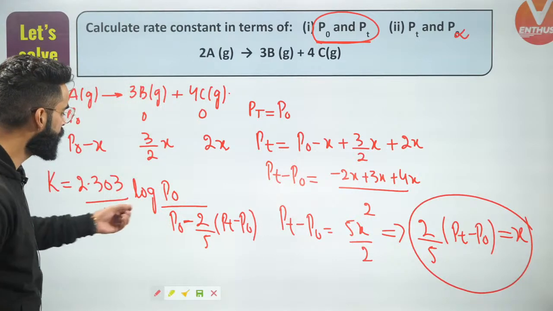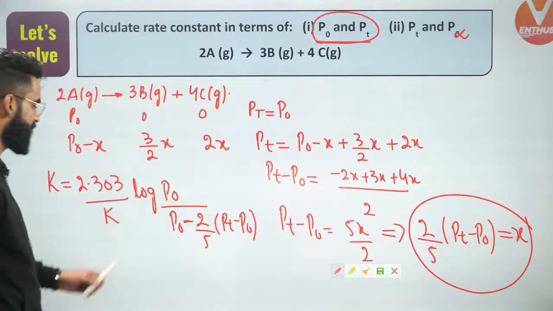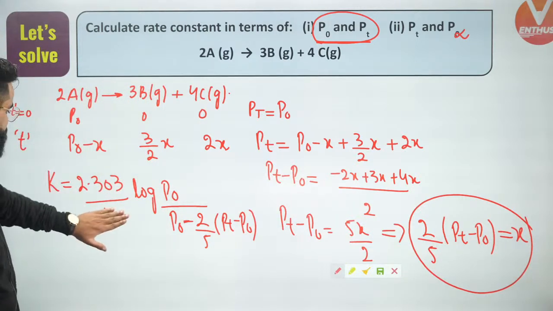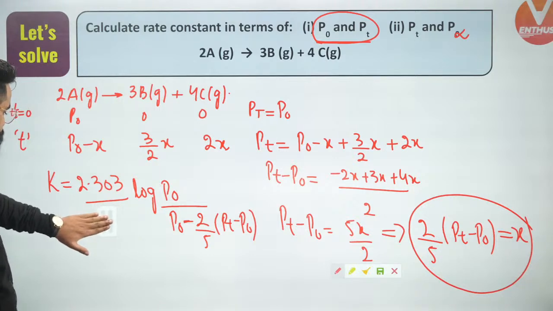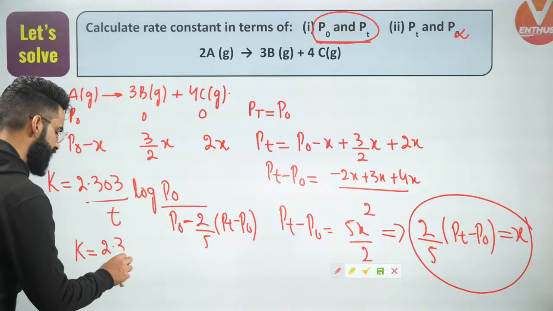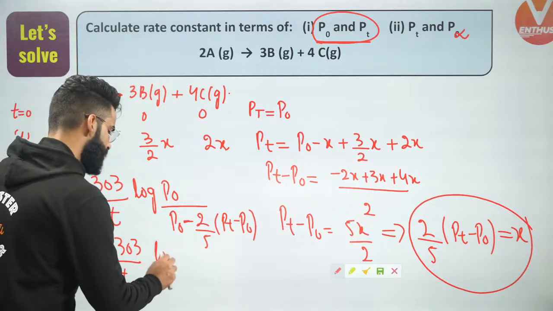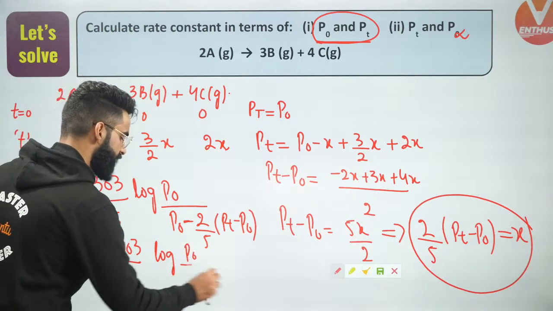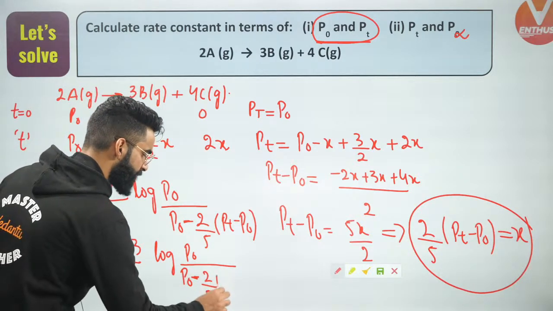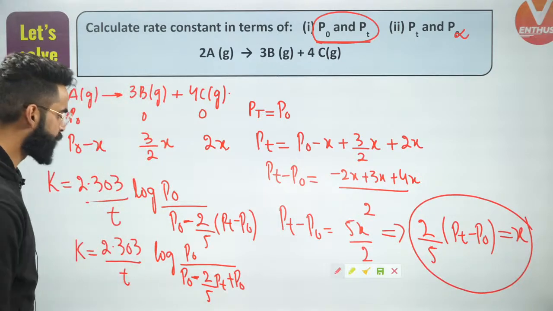Yes, I need to do a bit of calculation. I got the rate constant in terms of P naught and Pt, which I was supposed to calculate. This is t right here. So the k value I'll be getting as 2.303 divided by t, log of P naught divided by P naught minus 2 divided by 5 Pt plus P naught. And at the end, you'll be getting something like this.